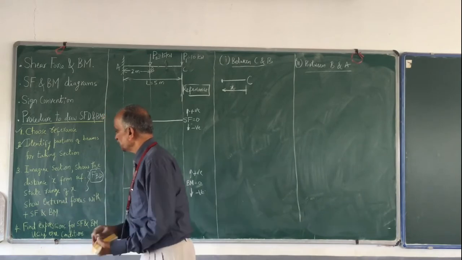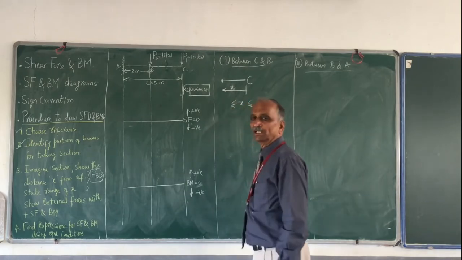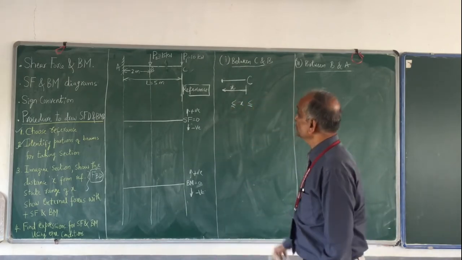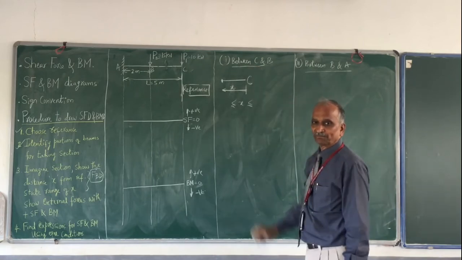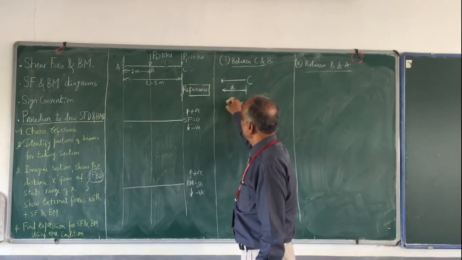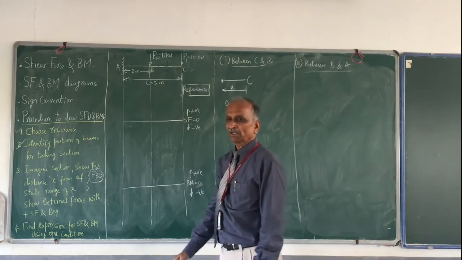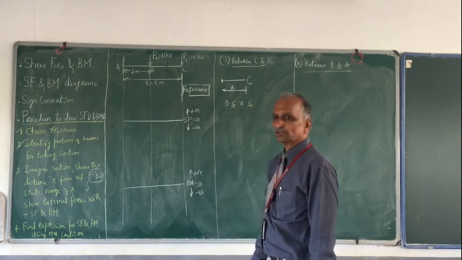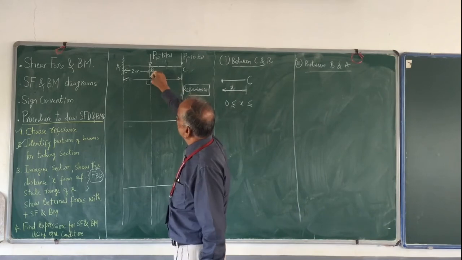Then, state the range of x. Immediately you write down the smallest value of x and the largest value of x, so that your section is always between C and B. What is the smallest value of x? The smallest value of x is 0, that is at C. And what is the largest value of x? That is at B. And what is this distance?